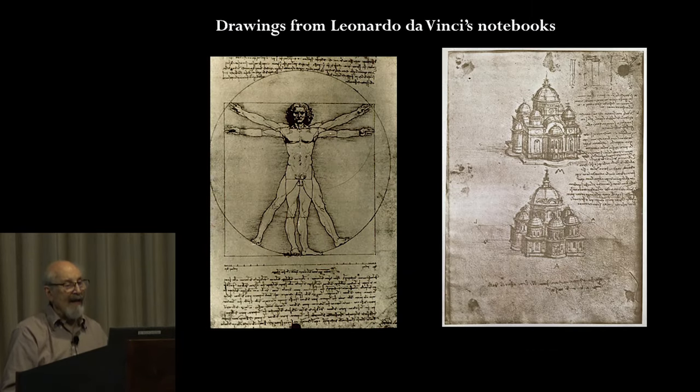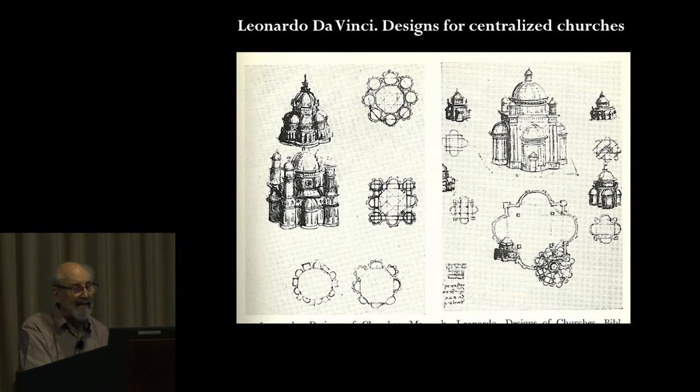I'm sure you're all familiar with this drawing by Leonardo da Vinci, which really expresses the perfection of the circle and the human body. This is the age of humanism. We're not ashamed of our bodies, so we can represent them as an emblem of beauty. And the same on the right side, there are two sketches by Leonardo of churches. Again, centralized, high domes, not very practical for use. That's a closer look at those drawings.